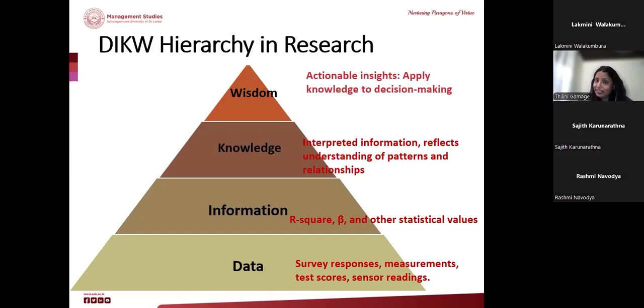On top of that, the highest level in this DIKW hierarchy is wisdom. So you're supposed to generate actionable insights. How you apply your knowledge in decision making matters a lot. Therefore, always see the real purpose of conducting research. You're supposed to generate new insights, and you should always think, what is my contribution to new knowledge?